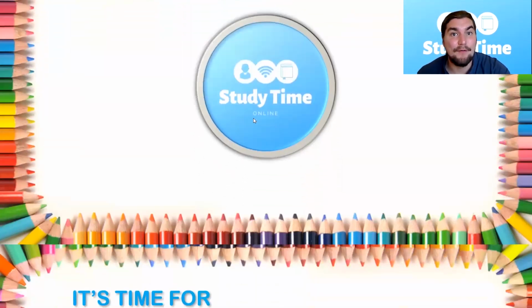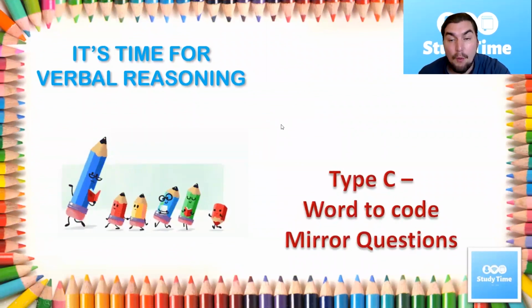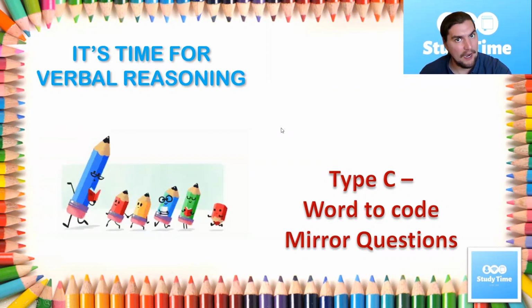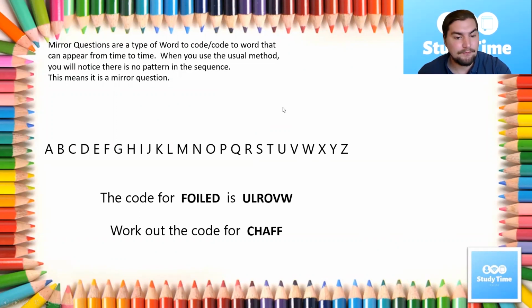Today, it's time for verbal reasoning, and we're looking at Type C word to code mirror questions. Fancy! Let's take a look. Mirror questions are a type of word to code to word that can appear from time to time. When you use the usual method, you will notice there is no pattern in the sequence. This means it is a mirror question. Let's take a look at an example.